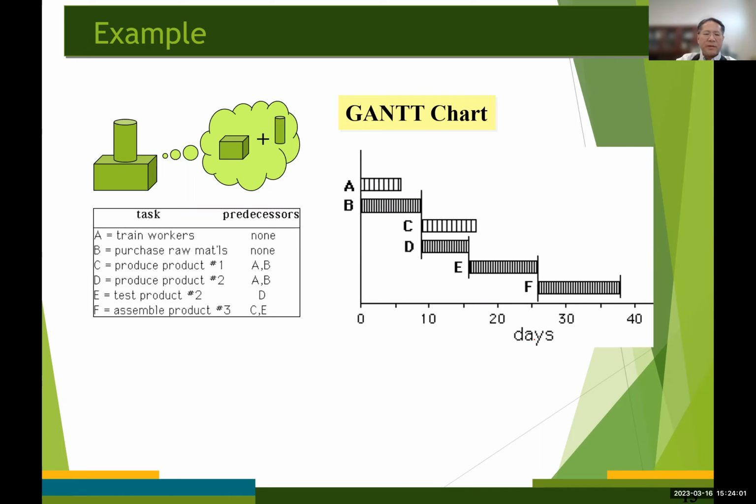But what's the problem? The Gantt chart does not show the dependencies of the tasks on each other. Even though it is possible to do that, it's not easy compared to CPM. And also the Gantt chart doesn't show which tasks are critical to finishing the project on time.